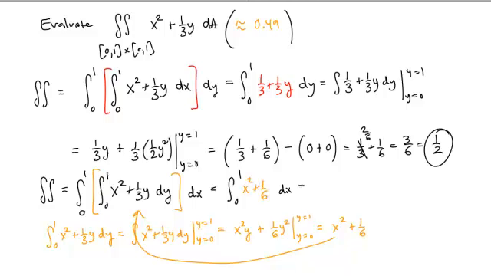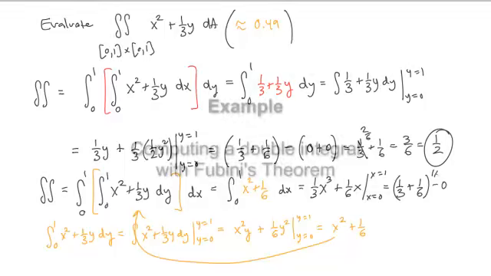So using the fundamental theorem of calculus, an antiderivative of x squared is 1/3 x cubed. An antiderivative of 1/6 is 1/6 x, and we'll evaluate that from 0 to 1. So when we plug in 1, we're going to get 1/3 plus 1/6. When we plug in 0, we're going to get 0 plus 0, and a third plus a sixth is a half. So in fact, both of these iterated integrals gave me the correct value.